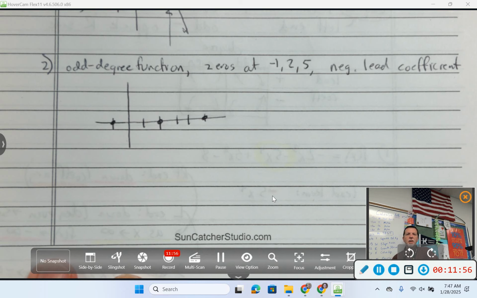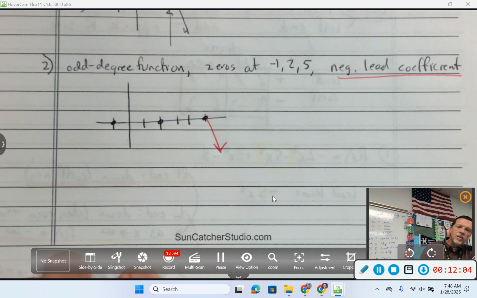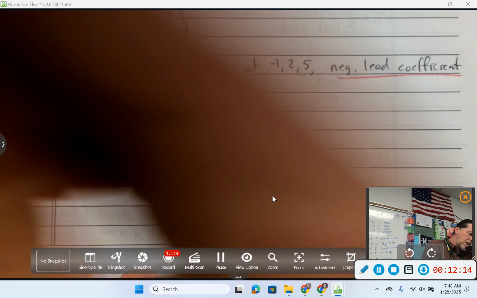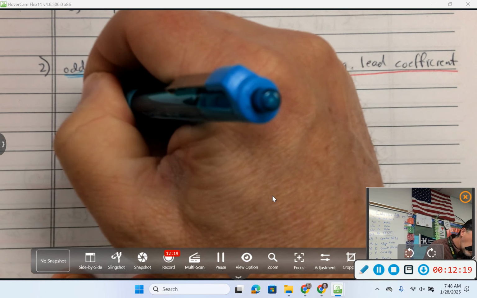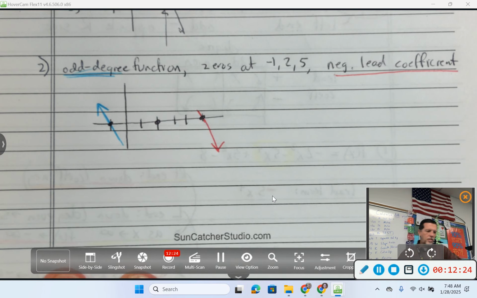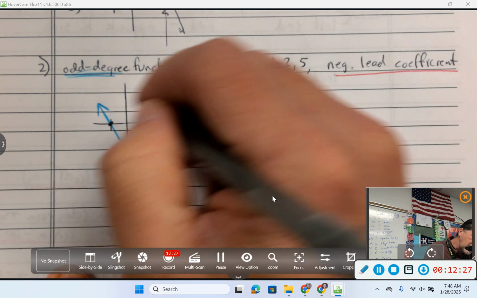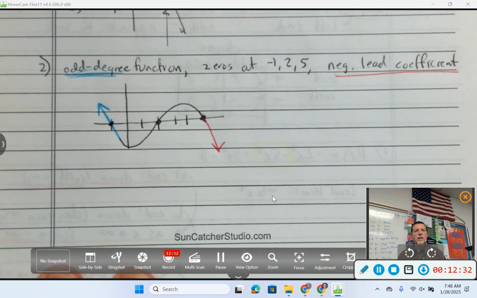Okay, a negative lead coefficient. What's that mean? Right side down. So I can go ahead and go down off the right hand side, and the left side's up because of the odd degree function thing here. The left side is up, and then see if I can finagle the rest of the graph to hit the zeros that I want, something like that.